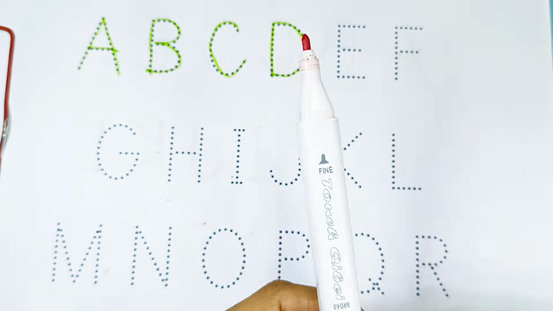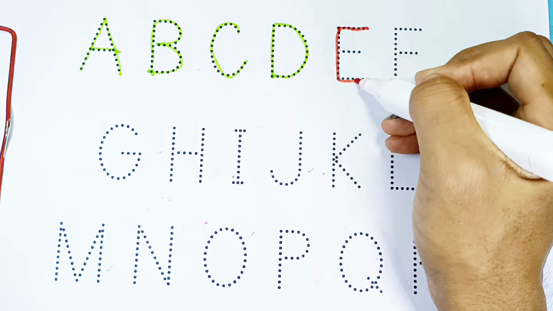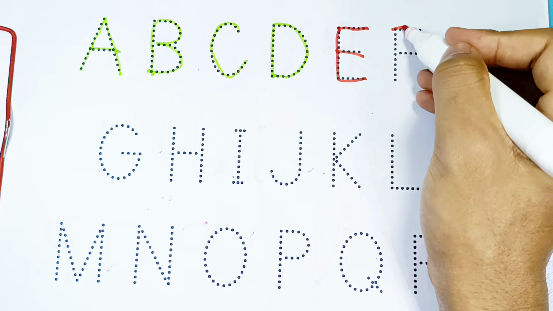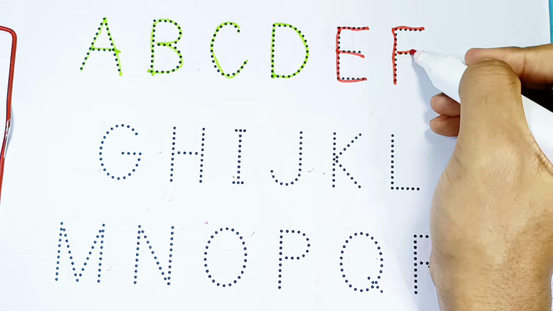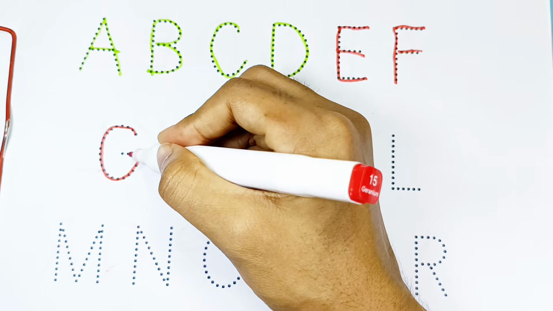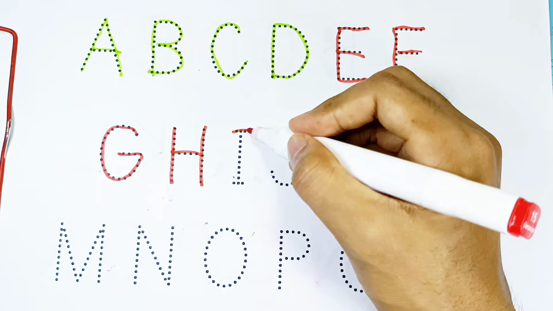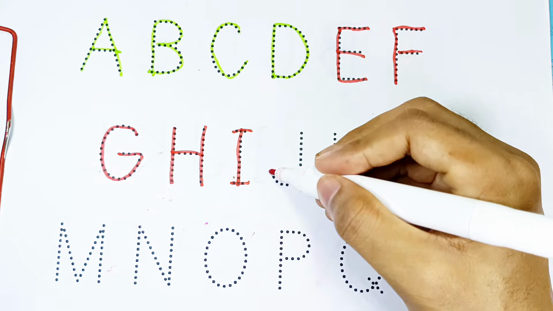Kids, now we're using the color of geranium and writing the alphabet of E. E for egg, E for elephant. F for fish, F for fan. The next one is G. G for God. Kids, the next one is H. H for hand. I for eyes, I for ice cream.